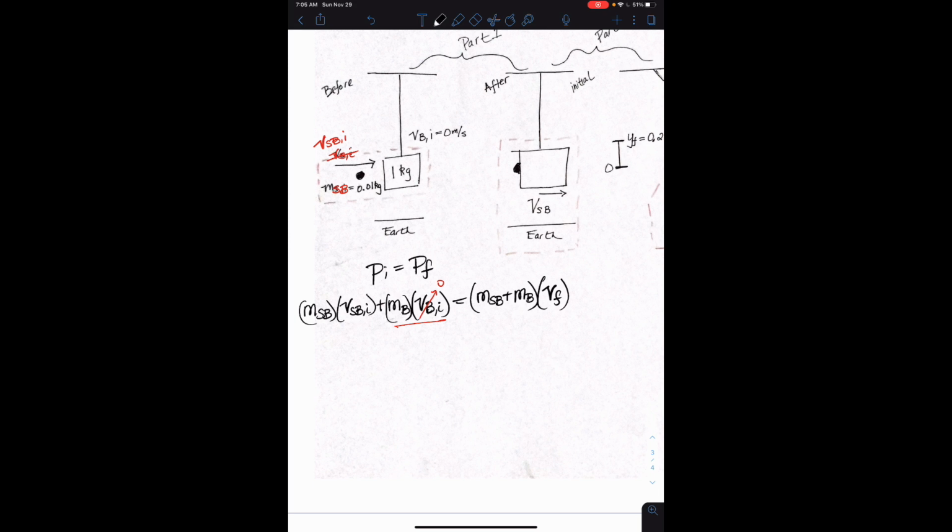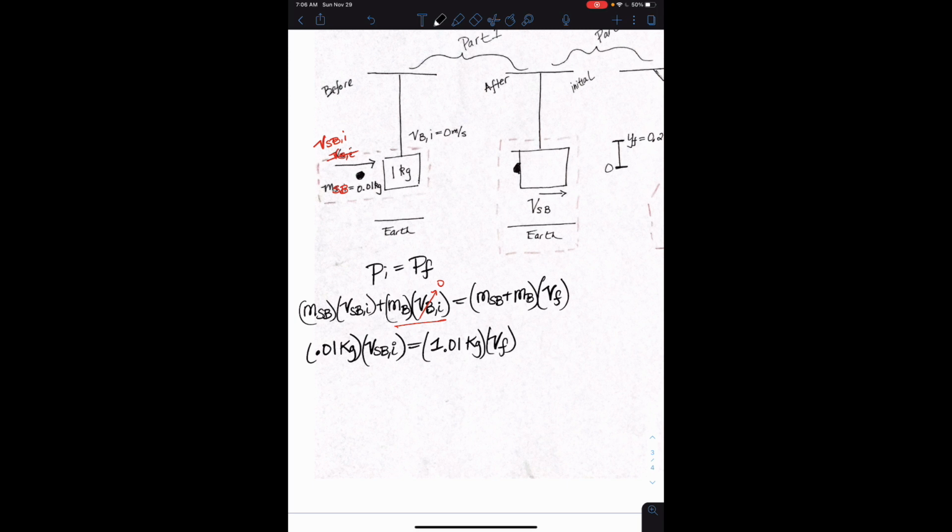So I'll go ahead and rewrite this. We have the mass of the spitball, 0.01 kilograms, times VSB. And that's going to equal the mass of the spitball plus the block. Isn't the block just 1 kilogram? So this is going to be 1.01 kg. All right, that sounds reasonable.